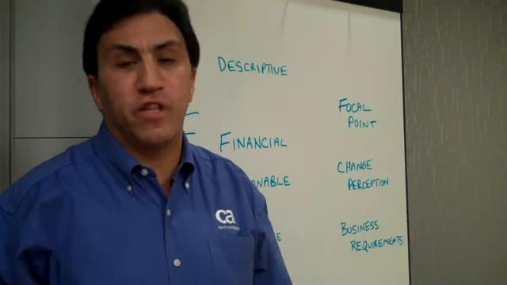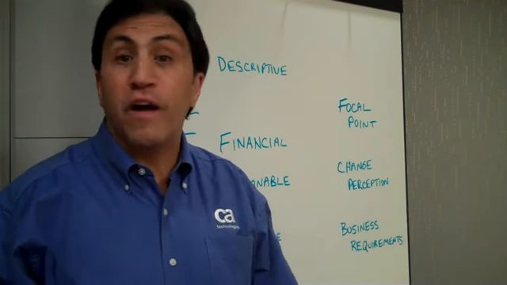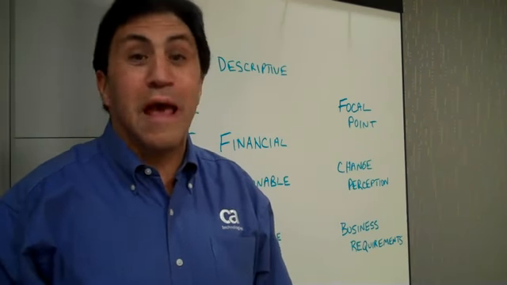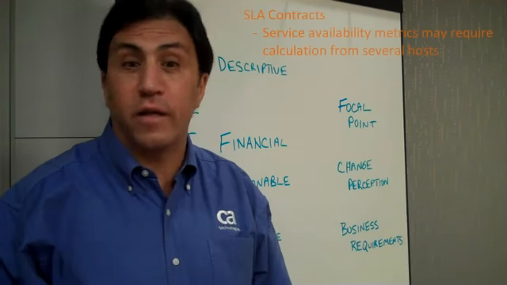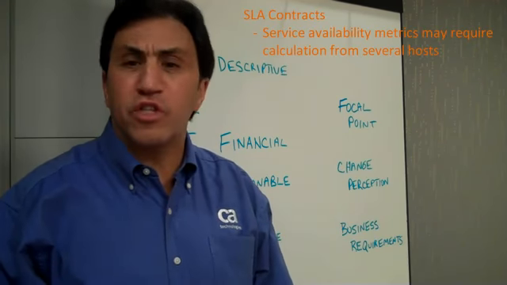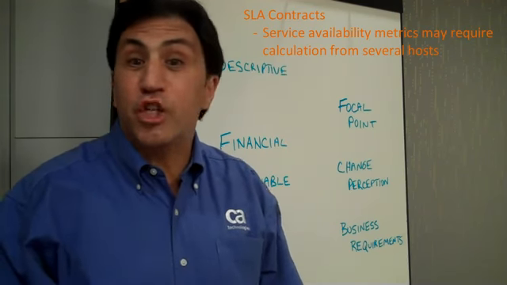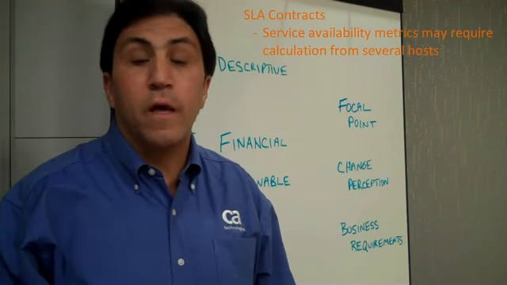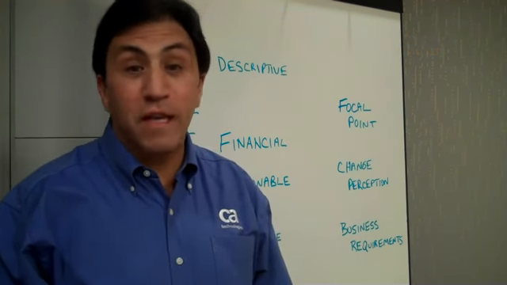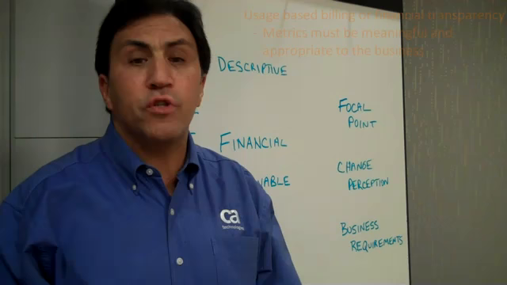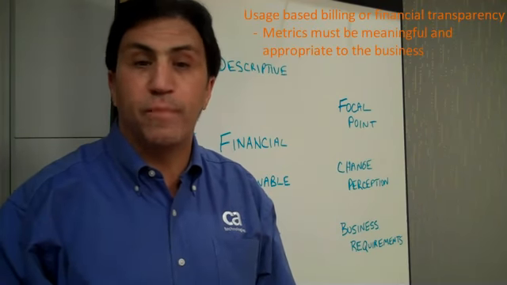First, let's think about your service level contracts. Do you provide assurance for a certain level of availability? What systems are included? How are those values instrumented and calculated? Remember that a metric such as availability may require calculation from a server, an application, a database, and a network host. Next, if you are planning on billing for your services or providing financial transparency, you must use a metric that is meaningful and appropriate to the business.